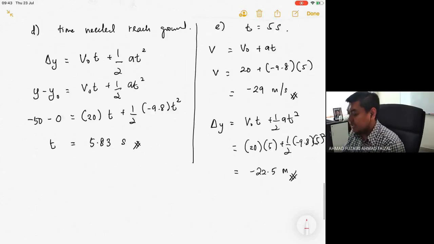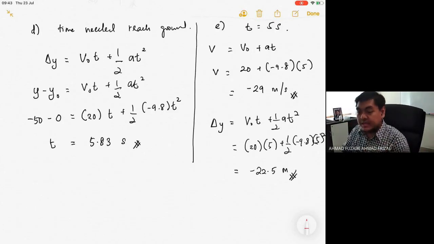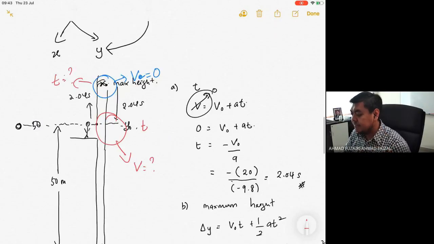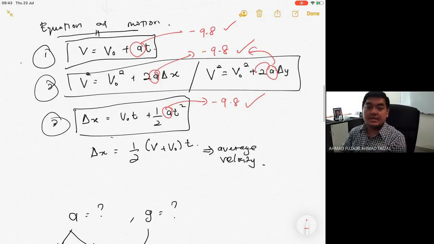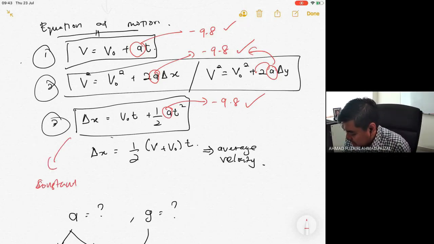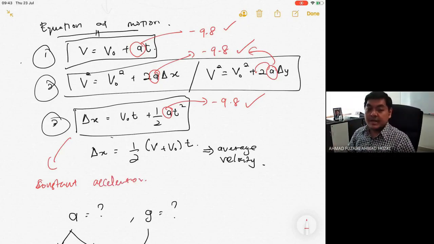So dalam situation ini, kebiasaannya kita boleh make sure whenever we want to use these three equations, make sure it have constant acceleration in it. Okay, this one specific for constant acceleration. What does it mean by constant acceleration? Meaning that acceleration dia hanya ada satu value. Macam tadi kan kita pakai 9.8, 9.8. Ni constant acceleration lah.